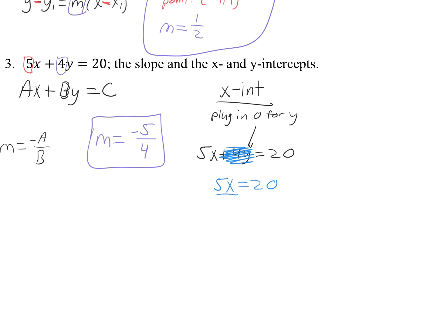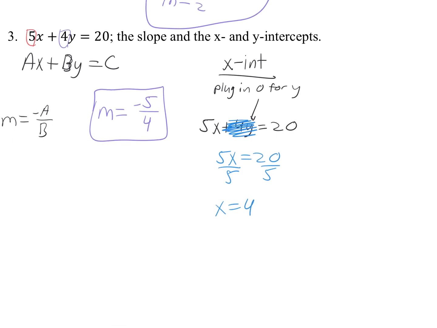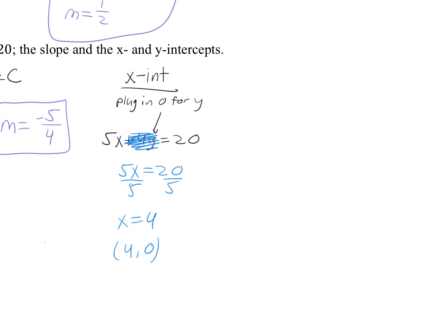And all you have to do is divide by 5 on both sides, and you get x equals 4. So as an ordered pair, your x-intercept is going to be 4, 0. That's all you have to do for your x-intercept.